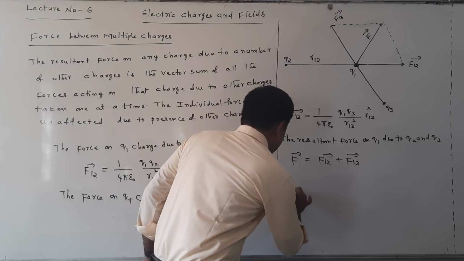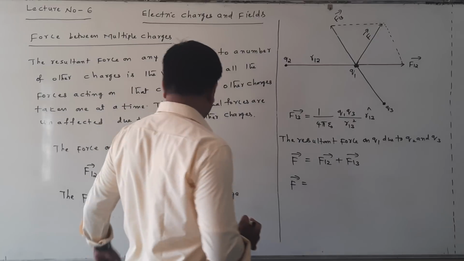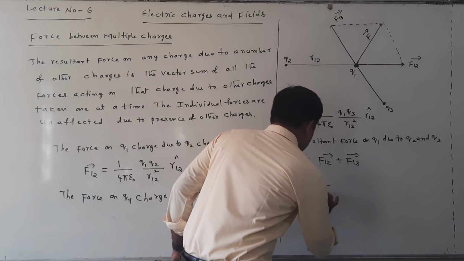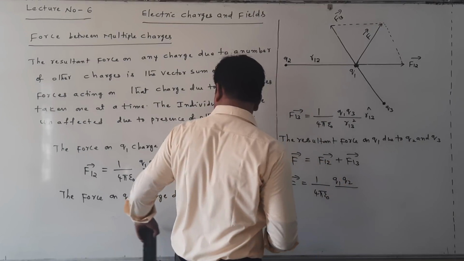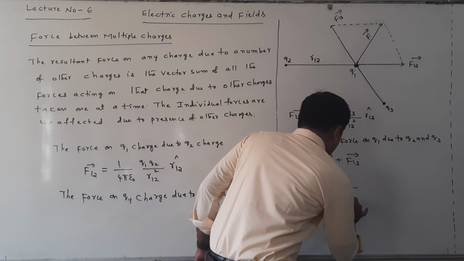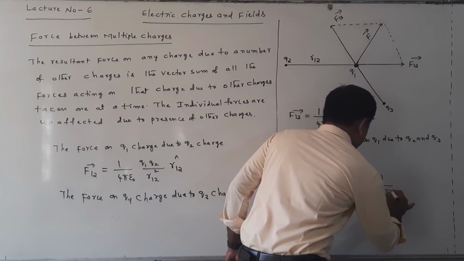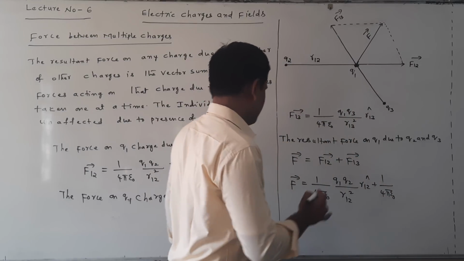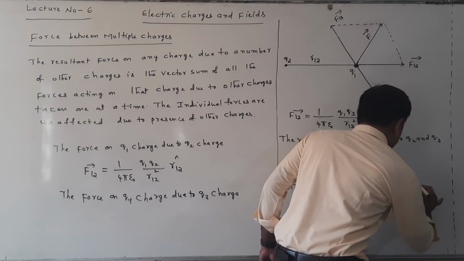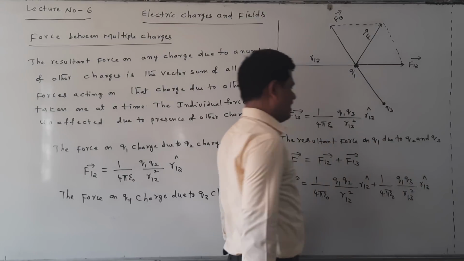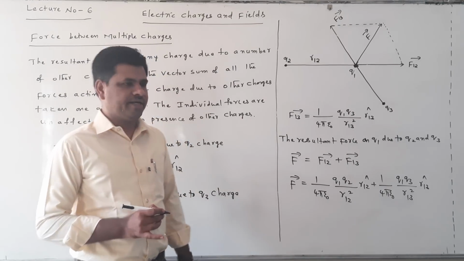So the resultant force can be written as F bar is equal to F12 bar. F12 bar is equal to, as we already know, 1 by 4 pi epsilon naught Q1 Q2 by R12 square into R12 cap, plus 1 by 4 pi epsilon naught Q1 Q3 by R13 square into R13 cap. We can write like this. This is the resultant force acting on the Q1 charge.